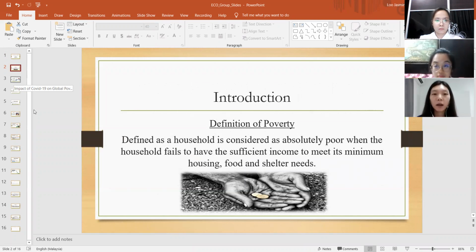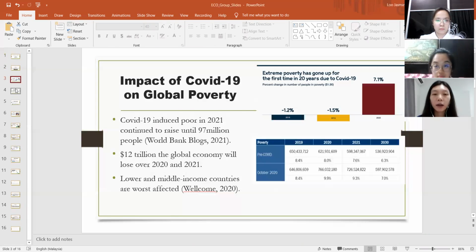Next, economic inequality. Economic inequality is the unequal distribution of income and opportunity between different groups in society. Besides that, economic inequality is also the discrepancy in income earned by various individuals and the concentration of wealth assets in the hands of a privileged group or classes.